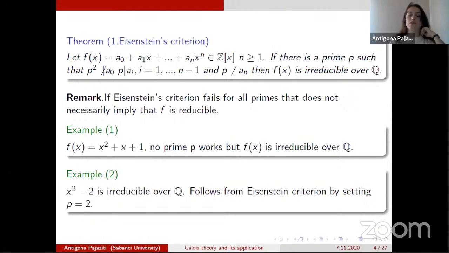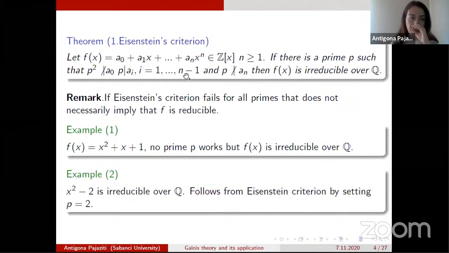A way to test if a polynomial is irreducible is Eisenstein's criterion, which gives us a polynomial over the polynomial ring of integers. That means that all the constant terms are integers, of degree greater than or equal to 1. And if there is a prime p such that p squared doesn't divide a sub 0, p divides a sub i for i between 1 and n minus 1, and p doesn't divide a sub n, then we can say that the polynomial f of x is irreducible over the field of rational numbers.